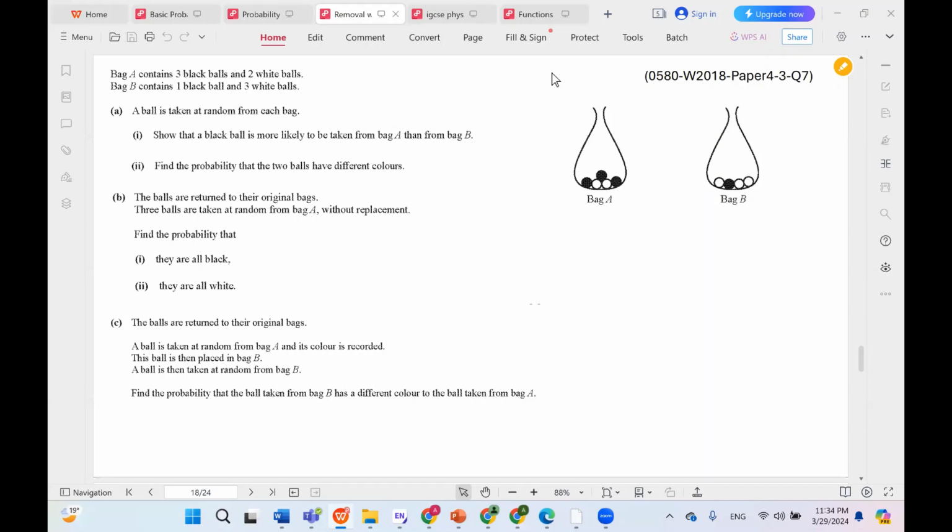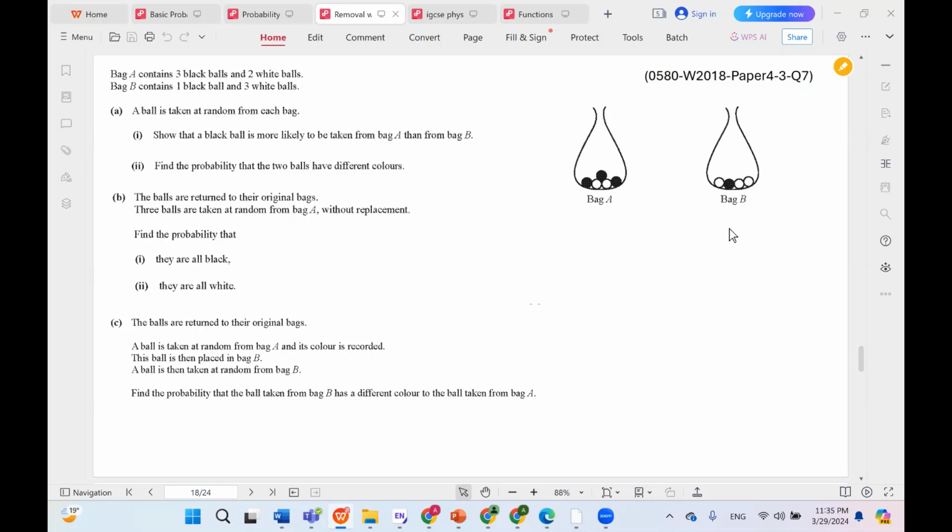In this question, we are told bag A contains 3 black balls and 2 white balls. Bag B contains 1 black ball and 3 white balls. And this is evident in the drawing. A ball is taken at random from each bag. Show that a black ball is more likely to be taken from bag A than from bag B.